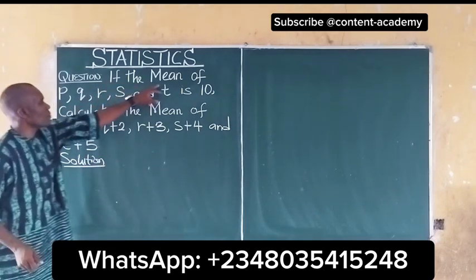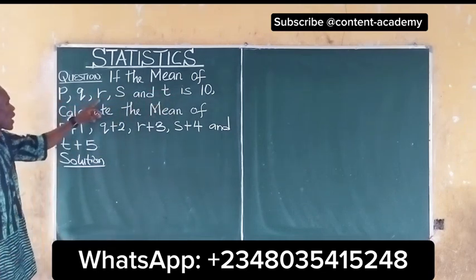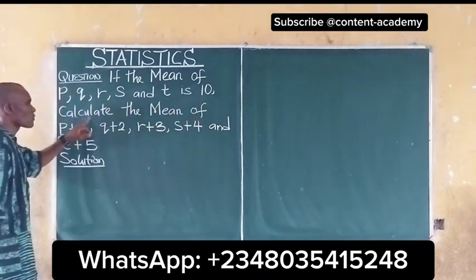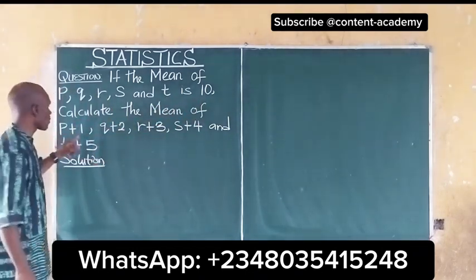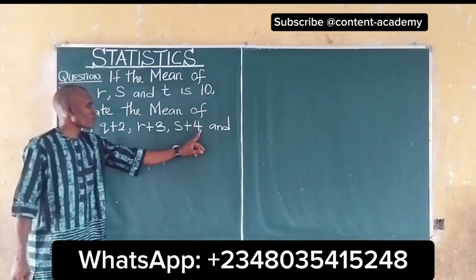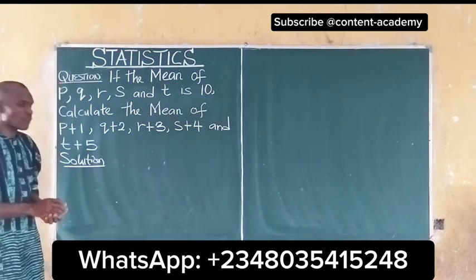We are asked, if the mean of P, Q, R, S and T is 10, calculate the mean of P plus 1, Q plus 2, R plus 3, S plus 4, and T plus 5.